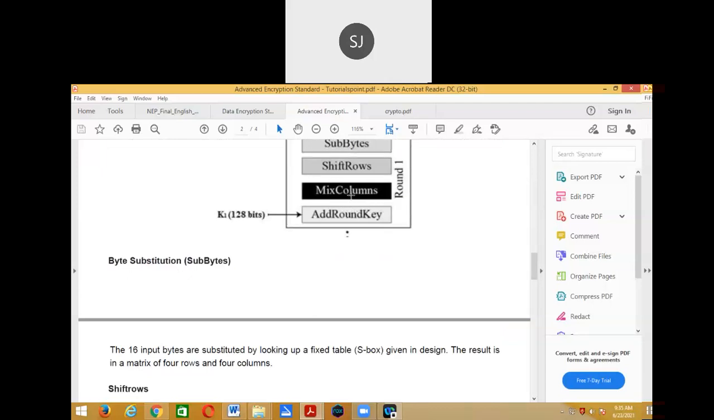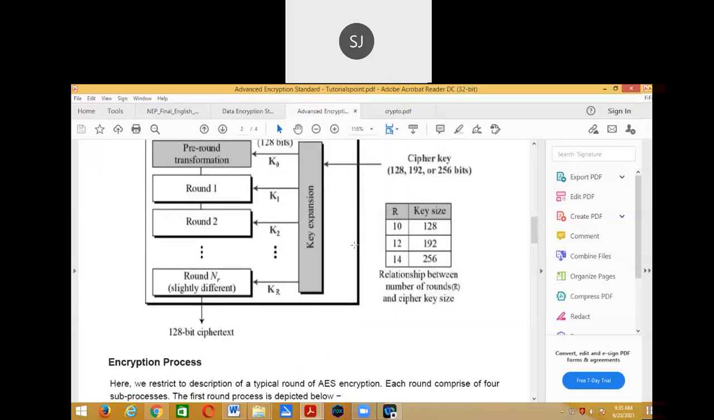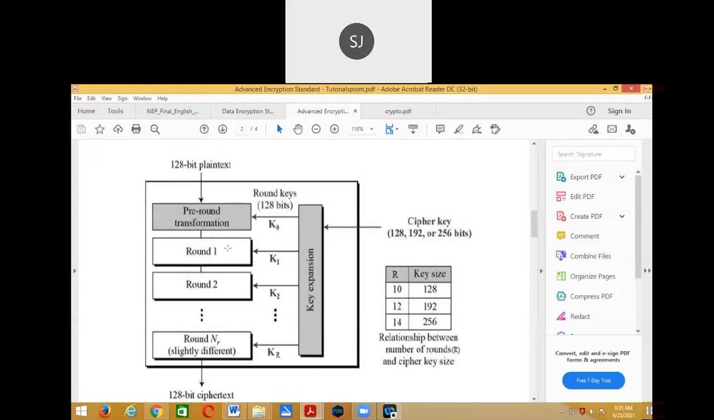Then AddRoundKey. To this 128-bit output, the round key is added, and then we generate a 128-bit output. That's what happens inside each and every round. Is it clear? Any doubts? Yes, tell me.